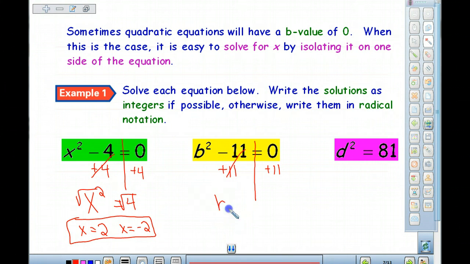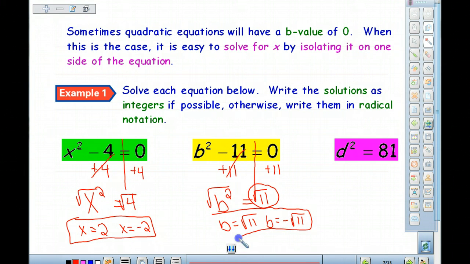Those cancel out, and I get b squared equals 11. Now in order to solve, I have to take the square root of both sides. So I get b equals, is that a perfect square? It's not. And it's actually not even simplifiable. So I'm going to go b equals the square root of 11. But remember that the negative works too. So I can also go with b equals negative the square root of 11. Again, 2 answers. Do not forget about that second answer.